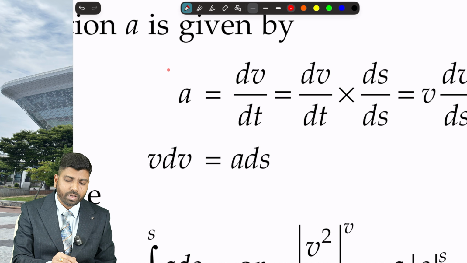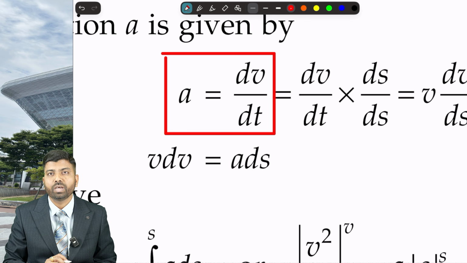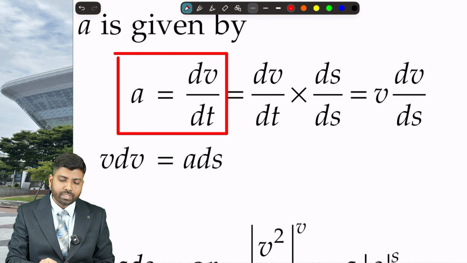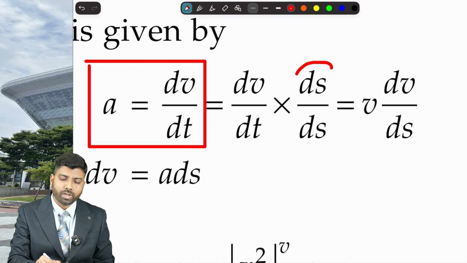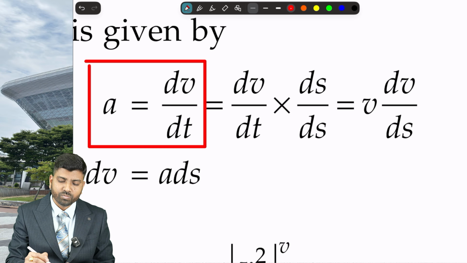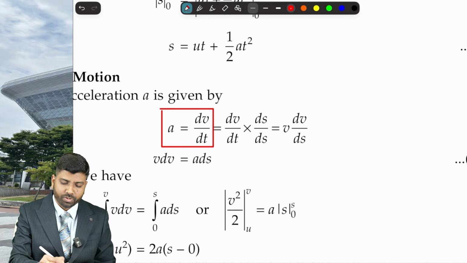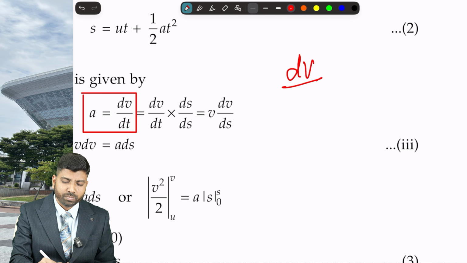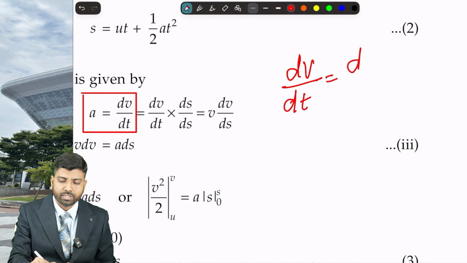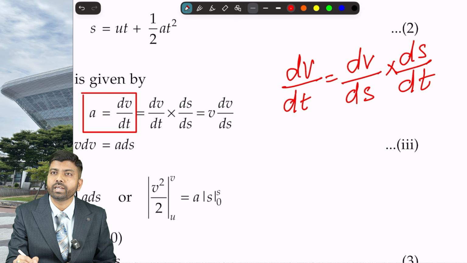You know that the instantaneous acceleration we can write as dv upon dt, right? So instead of that, can I multiply with ds and divide with ds? Answer is yes. So after multiplying and dividing, can I interchange? Let me write here dv upon dt. I can write dv by ds into ds upon dt. Can I write in this way?